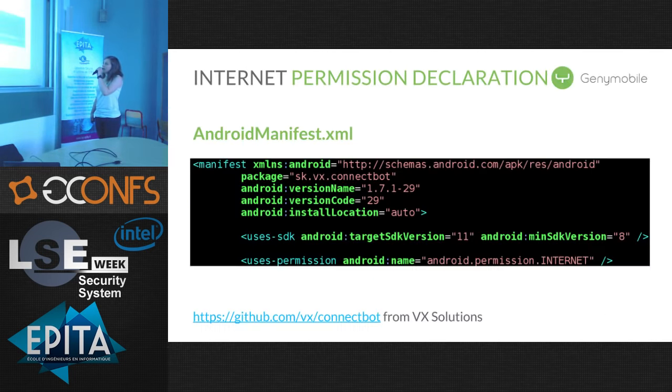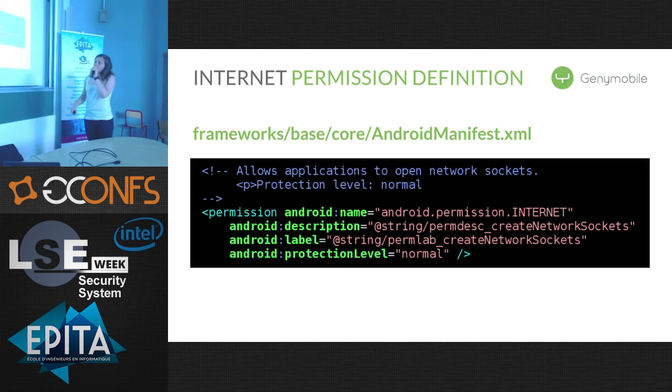So let's see. When you're creating an application and you want to have the internet permission, you have to declare the use of this permission in your Android manifest. This is what is happening just here. This is an example from an application where you can have the source code on GitHub. So let's see the definition of this permission in the ROM. You have a dedicated Android manifest file where the permission is defined. And what is important here is to see the normal protection level.